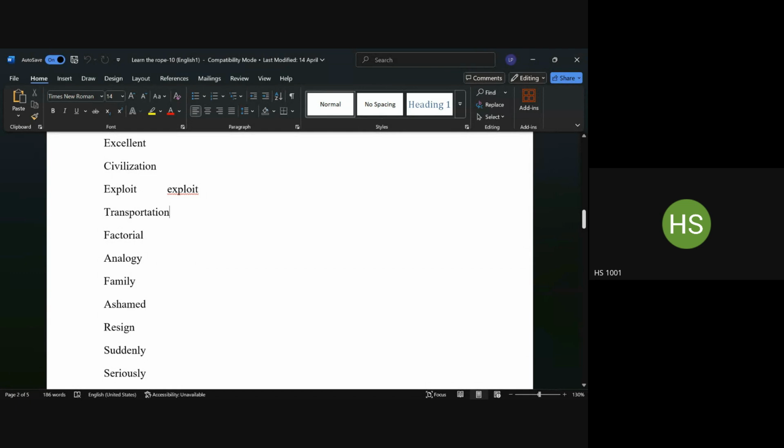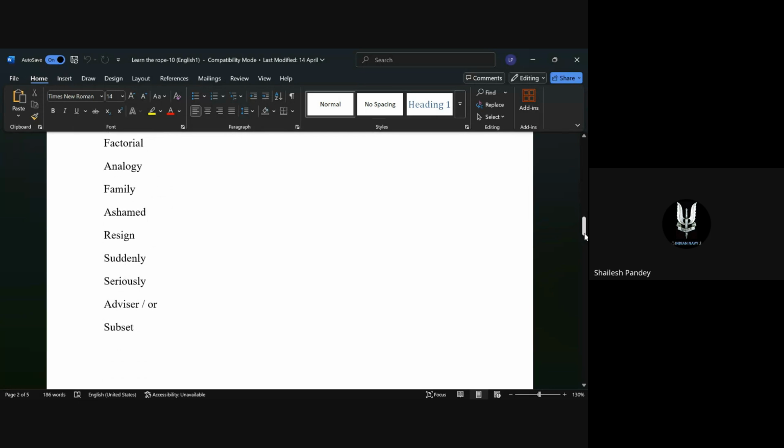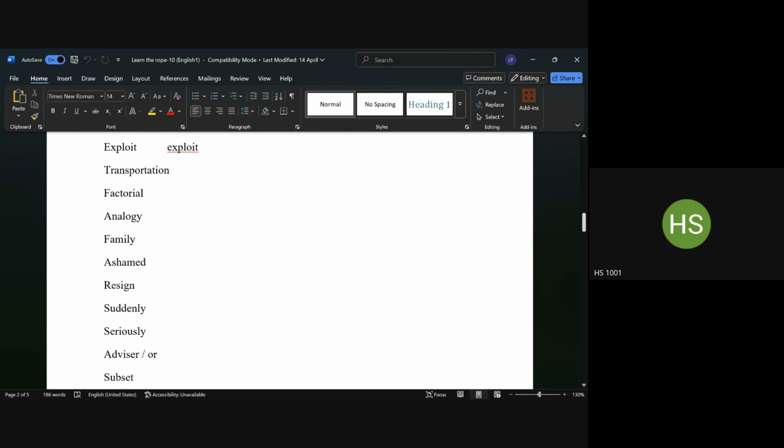Civilization then has a shun suffix. On z, yeah, penultimate syllable z. Now, exploit is again something that can be used as a noun and a verb. So which means it will have both, right? On the first syllable if it is used as a noun, on the second syllable if it is used as a verb. Good. Transportation, shun suffix again, on ta. So transportation, this is the one which is going to take the stress.